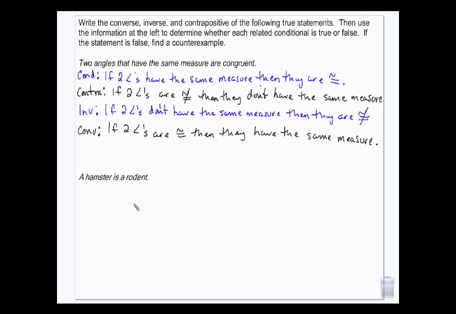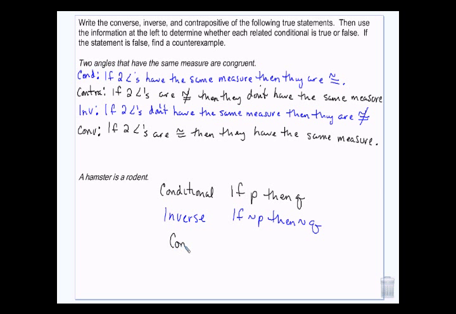So we have the conditional, which is if P, then Q. I'm just going to summarize it. The inverse, if not P, then not Q. The converse, if Q, then P. And then the contrapositive, if not Q, then not P.